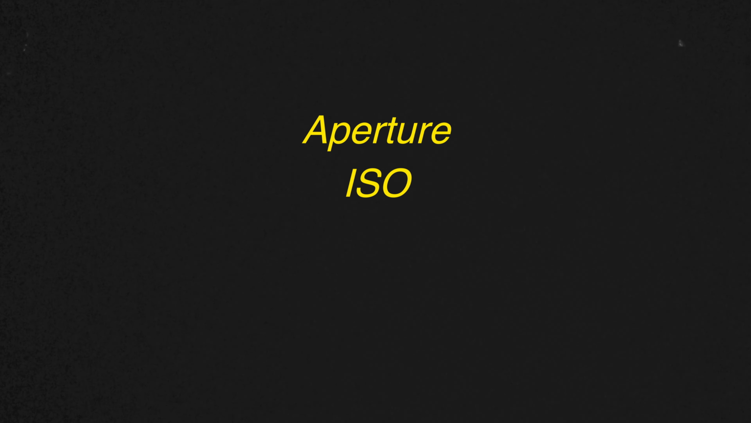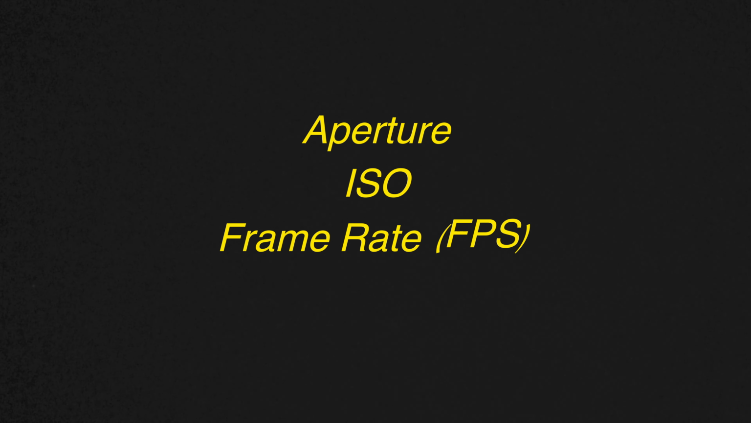All right, so I'm gonna walk you guys through some of the basic settings on your camera that you need to change your background blurriness and the brightness of your video, just the basics that you need to know to shoot something. The 4 categories we're gonna hit are aperture, ISO, frame rate or FPS, and shutter speed.